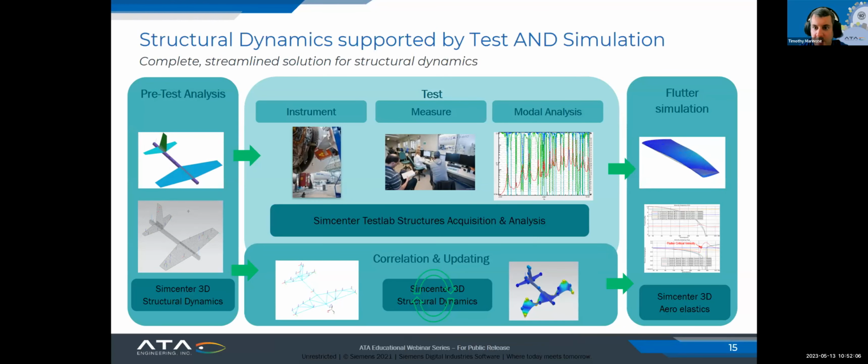So SimCenter does offer a complete streamlined solution to characterize the dynamic behavior of a structure, both numerically as well as experimentally. The way this portion works is you start with doing your pretest analysis. So you're going to have an original model. It's not yet validated. And you're going to use that to decide how you want to run your test. So where do I want to install my sensors? How do I want to excite my structure?